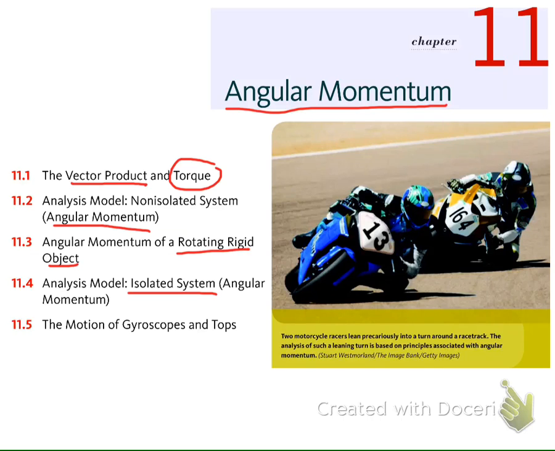And finally, we will talk about the gyroscope, where we apply the concept of angular momentum, the relation between the torque and angular momentum, to explain the behavior of the gyroscope. Okay, so let's first go to the first section, the vector product and torque.